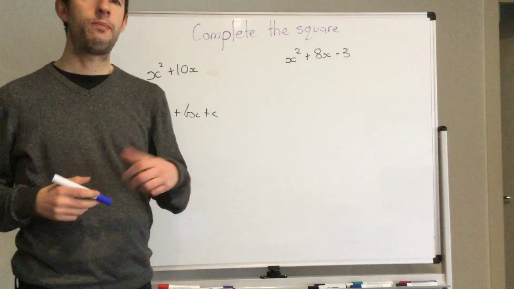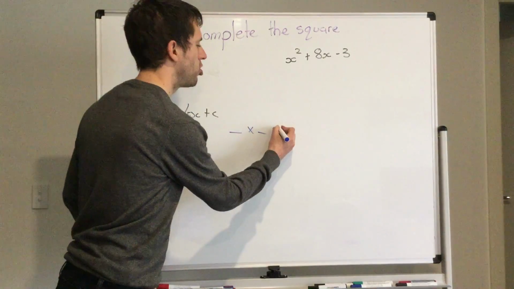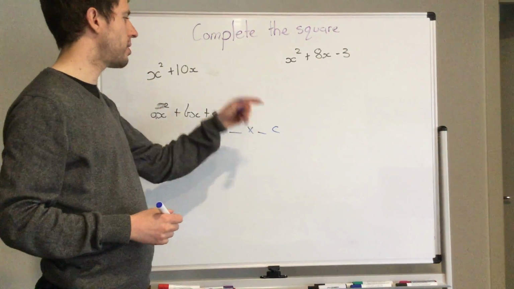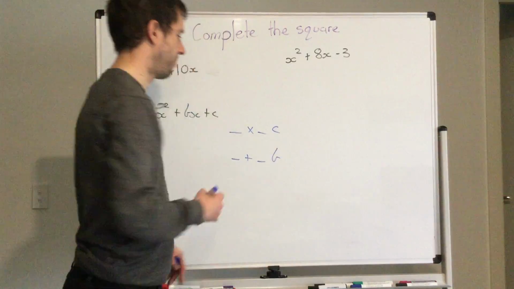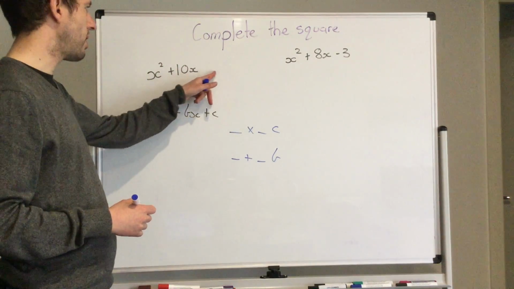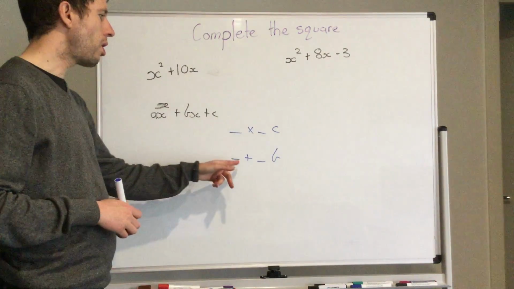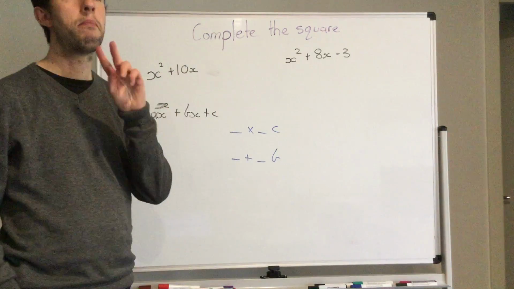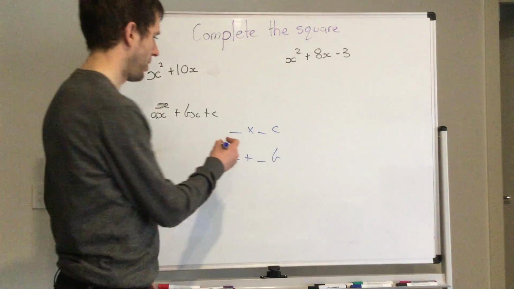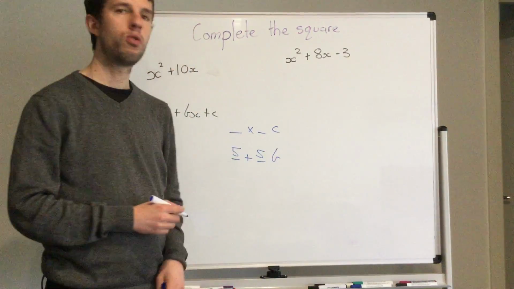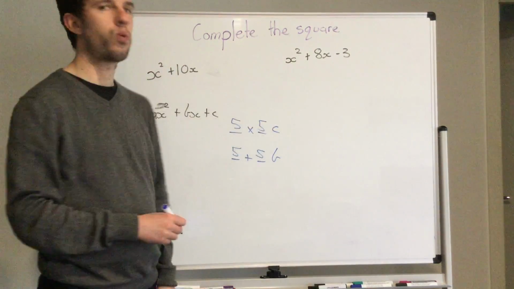Before we get started, we need to be thinking about how we factorize. Well, we need two numbers that times together to equal c and two numbers that add up to b. So here we've got no c, but we've got a b, which is 10. So what two numbers, because we're completing the square, must be the same number that adds up to 10? 5. 5 plus 5 equals 10. So that means for c, c must be 5 times 5 equals 25.